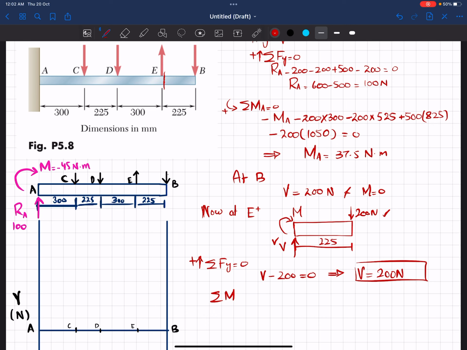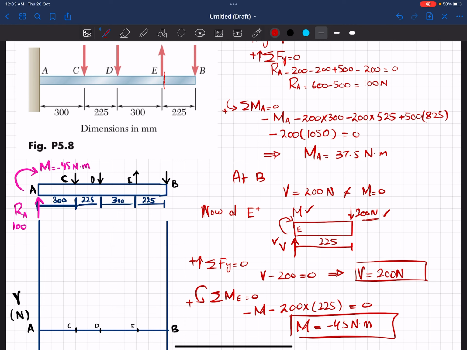Sum of all moments at this point E, let this be the point E, must be equal to 0, taking the counterclockwise moment as positive. So at point E there is a moment M that is clockwise, so minus M, and due to this load of 200 Newton, 200 into perpendicular distance 225, producing a clockwise moment, so it will also be negative. Their sum must be equal to 0, and when you calculate it, this moment will be minus 45 Newton meter.